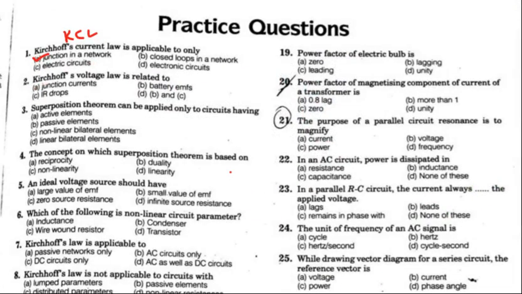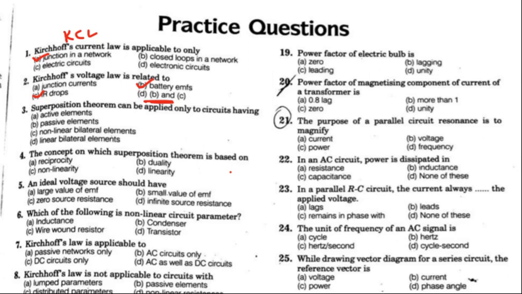Second one, Kirchhoff voltage law is related to junction currents and battery EMFs, or battery EMFs and IR drops. The correct answer is B and C. So Kirchhoff voltage law is nothing but KVL, and this is related to battery EMFs and IR drops.